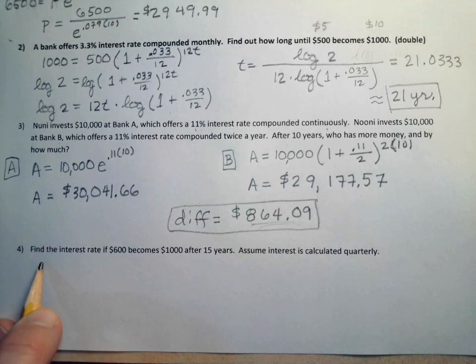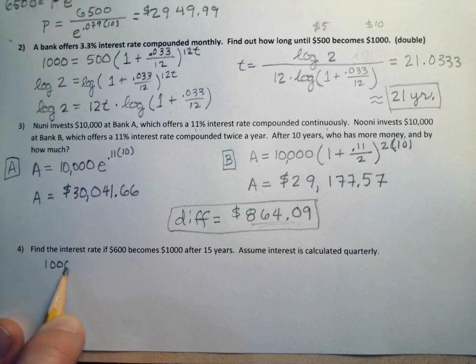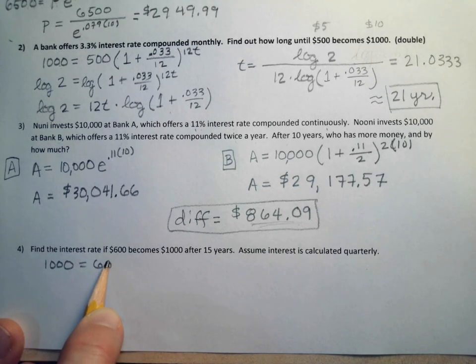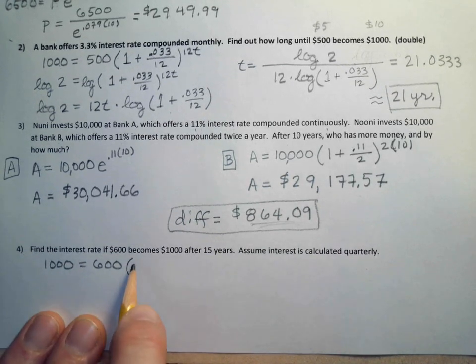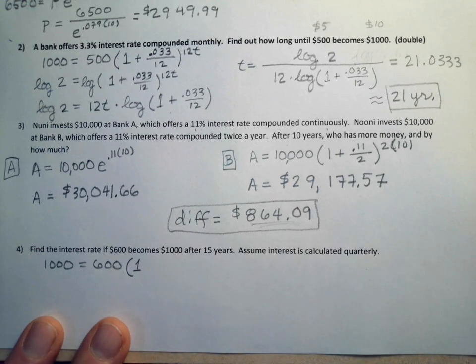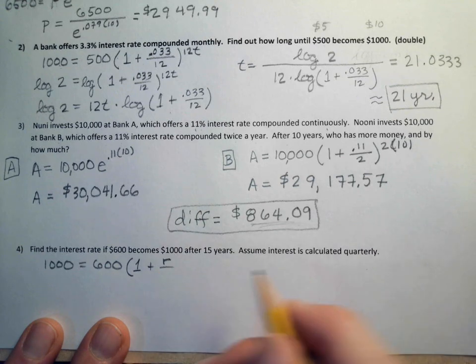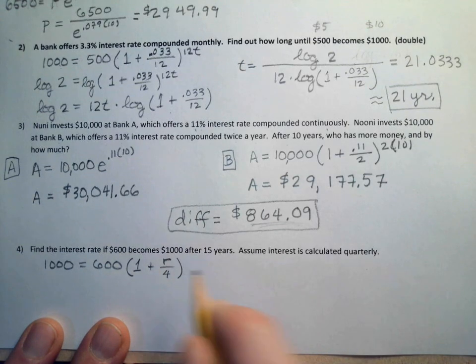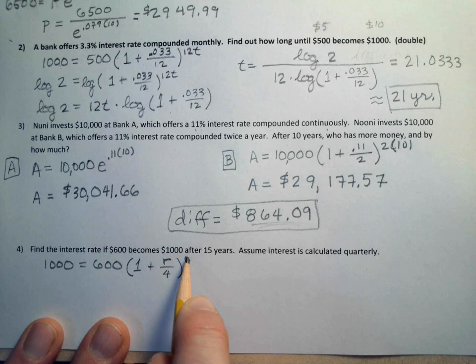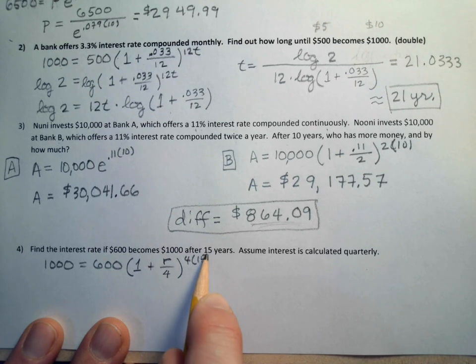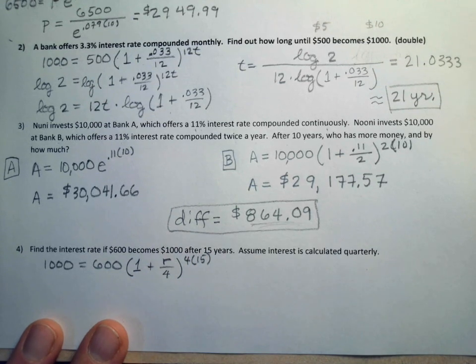All right, so we know the final amount is 1,000. The initial principal is 600. We're using the compounding, not continuous, formula. We don't know R. We're going to leave R as R because that's what we're looking for. We're compounding quarterly, so we have 4, and we have 4 times 15.